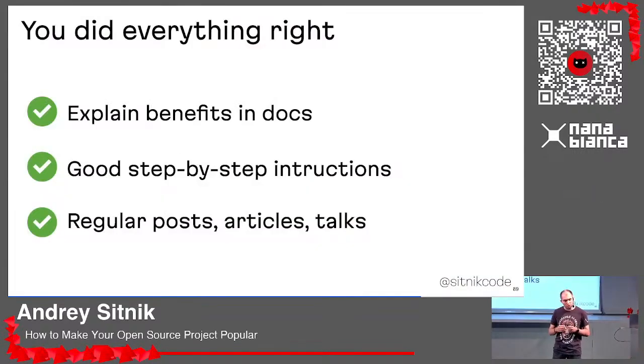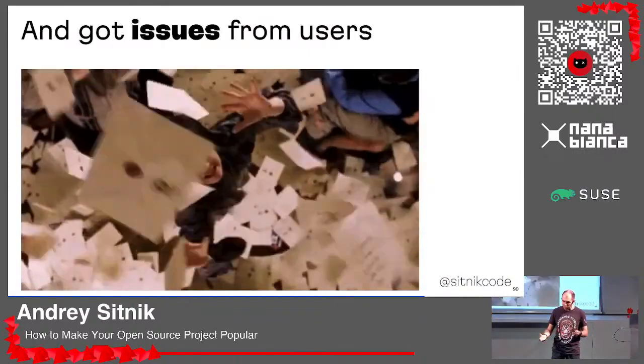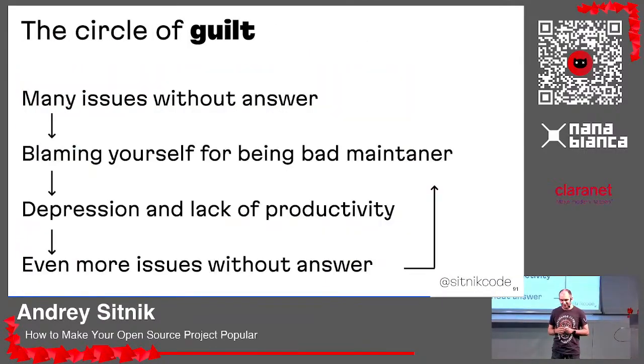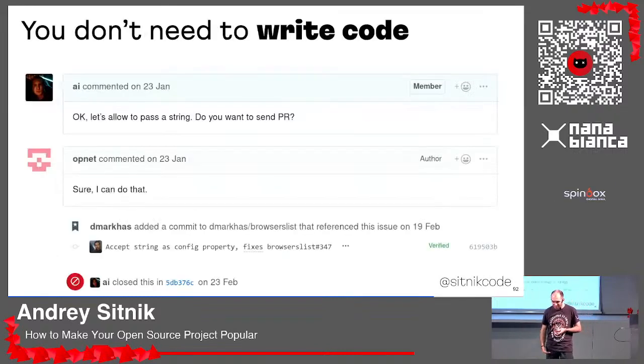Next, you create the project, it became popular, and now there is another problem. You have too many issues. And there is a very dangerous thing: you can end up inside a circle of guilt. You have many issues, you don't have time to answer them, and you start to feel that you're a bad maintainer. And as a result, you have depression and lack of productivity. And you don't have time to answer the new issues, and then you will have more and more issues.